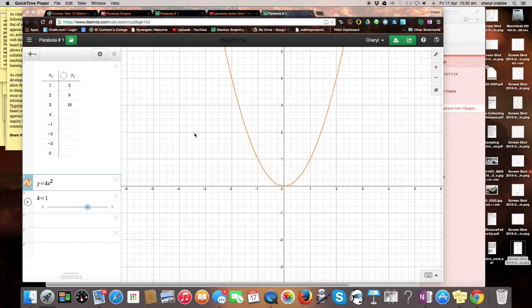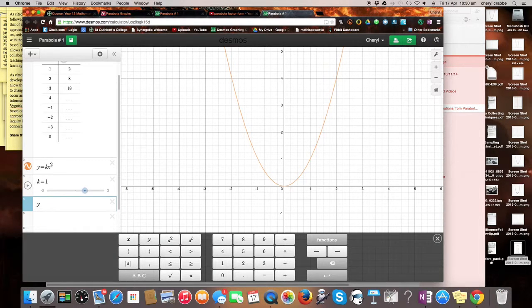Okay, we're going to take a quick look at what a stretch does to a parabola. Now, a stretch is always identified as the number out in front of the x squared. So it's always a number out in front. It could look like y equals 2x squared. It'll always be that number there.